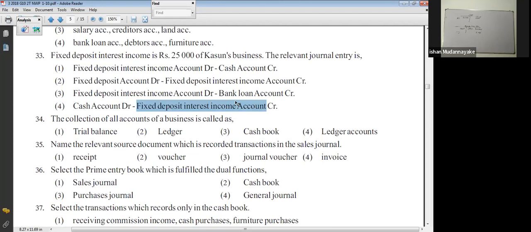Okay, we will consider this 25,000 collected by the business. So for 33, the fourth one is the answer. Right. Then look at question number 34. The collection of all the accounts of a business is called as... What is the answer for question number 34?